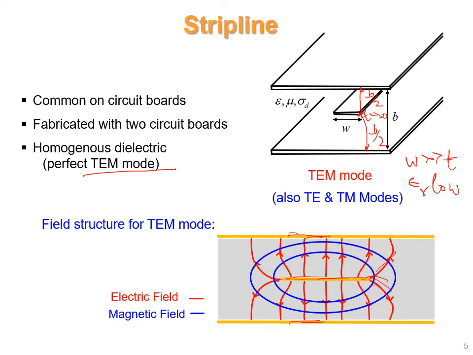Similarly, the magnetic field is indicated by blue color lines and is also concentrated near the central conductor, and it is parallel to the central plate as well as the ground plane. So the electric field and magnetic field are perpendicular to each other. So the mode of propagation of the signal in this strip line is the TEM mode.